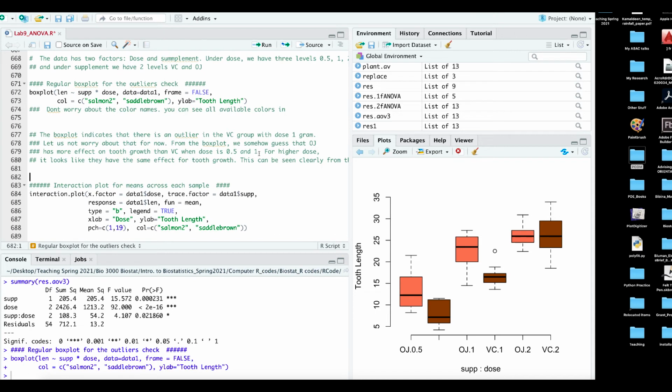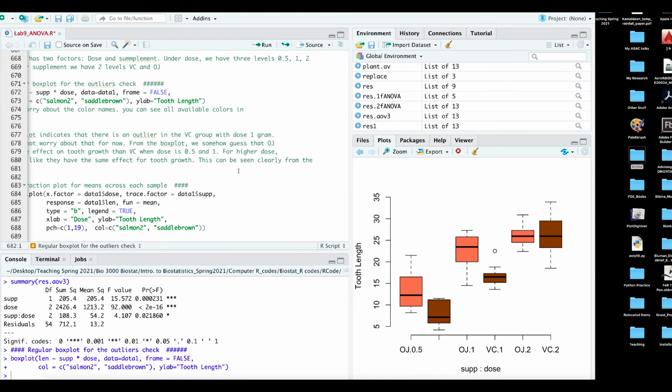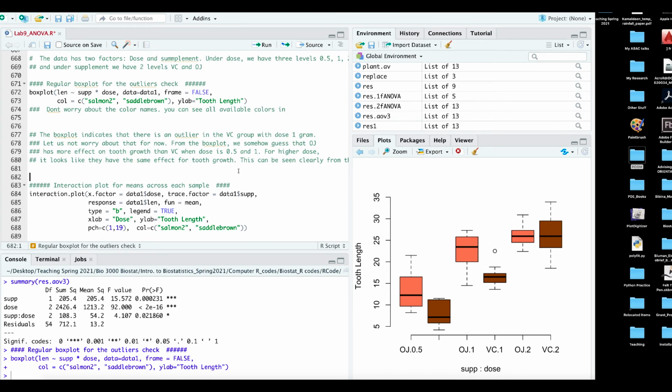When the dose is 0.5 and 1, you see that there is a big difference here. But between 1 and 2, the difference is not very big, okay. Similarly, for higher doses, it looks like they have the same effect on tooth growth. This may be seen clearly from the plot, okay.